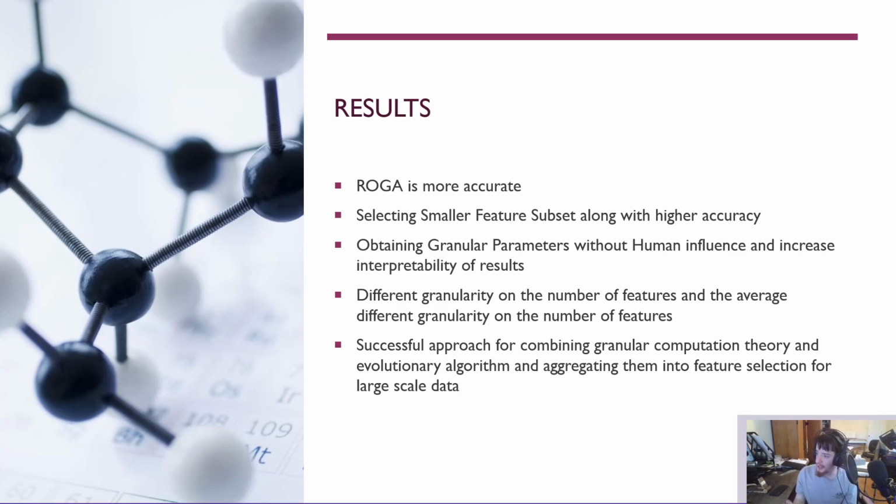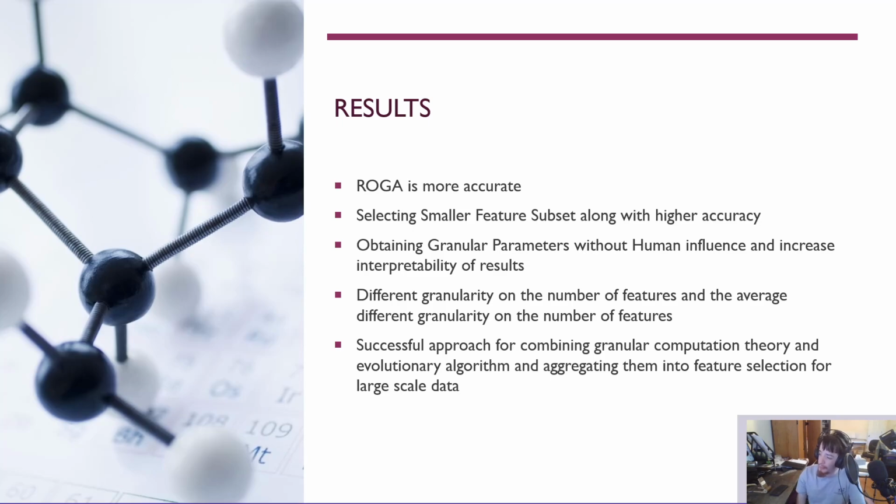So the biggest thing was that they are now able to obtain granular parameters without any human interference, and this increases the interpretability of the results. Human interference kind of causes this blindness that basically just blocks what we're trying to talk about and discuss, and can lead to biases in the data. There's different granularity on the number of features in the average. So basically, they were able to hone in on different components at different times. So it did show some variability, which is kind of interesting.